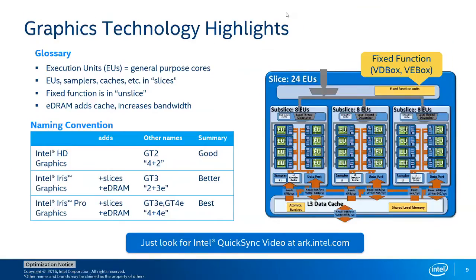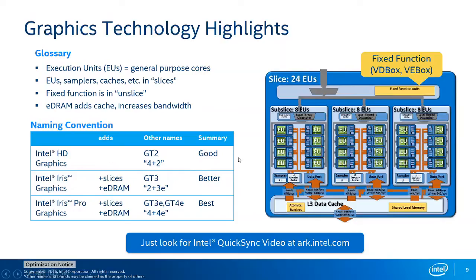So back to the architecture again. I wanted to provide a little bit of a decoder ring for some of the terminology that you might find around the Intel websites. So the first place to look to find out about the GPU on your machine is arc.intel.com. Now there you'll see names like HD graphics, Iris graphics, Iris Pro graphics, and those refer to different levels of the GPU and different capabilities.